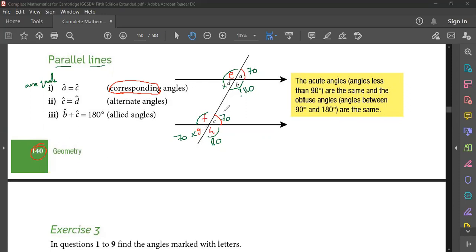Sir, the first 70 at A, how did we get it? I have assumed that this is a 70, and then I will find all of the angles by using this 70. Okay. Now, what about F? What is the measurement of angle F?